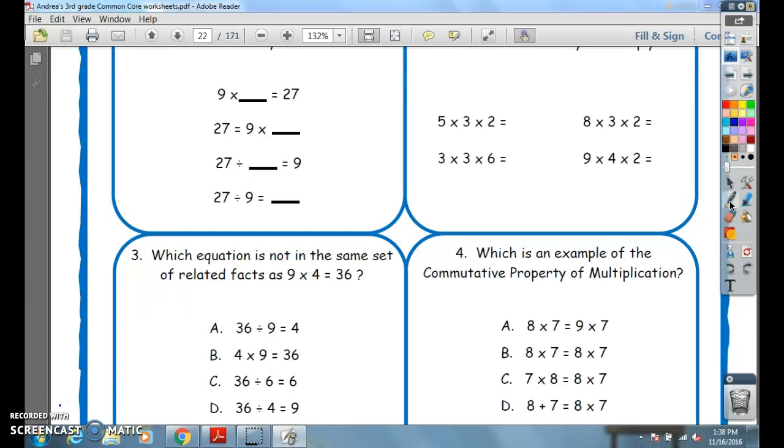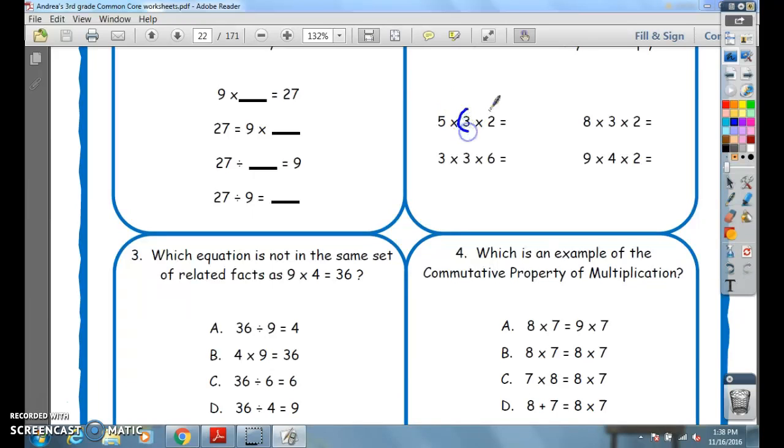So we're going to start with this problem here. This is associative property. It has three different numbers and they want you to multiply. It doesn't matter which two numbers you multiply first. I could do 5 times 3 and get that answer of 15, then times 2, and I know that would be 30.